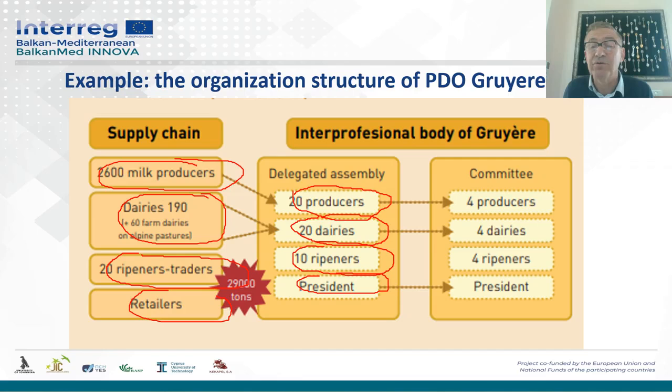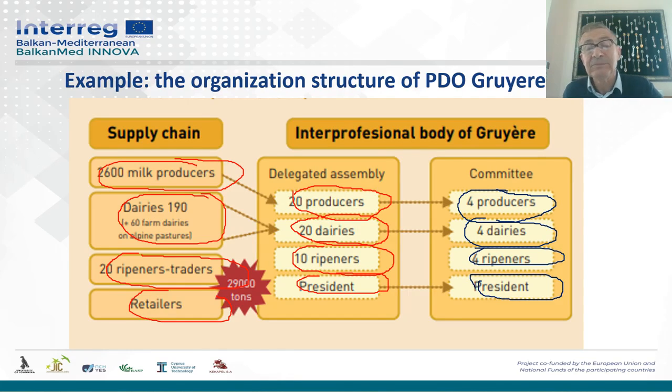There we have four producers, from the assembly, four dairies, and a president. See this structure, no one of the groups in the value chain has dominance, nearly as in the assembly. So the decision making is made through a compromise between different groups of the organization.